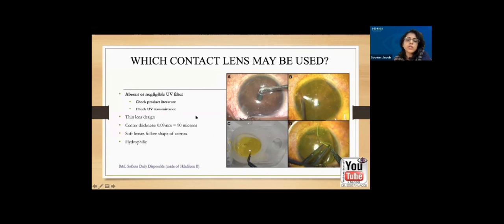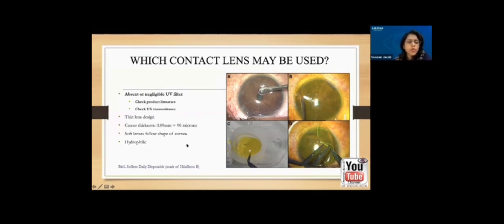You can put the contact lens under a UV filter and a UV digital meter and see how much is passing through, and that will let you know if you can use that particular contact lens. Thin lens design is important because you don't want to increase the thickness by too much. The one that we use is 90 microns thick.